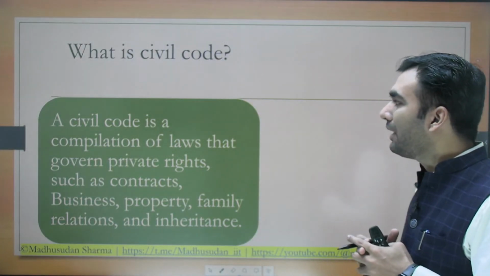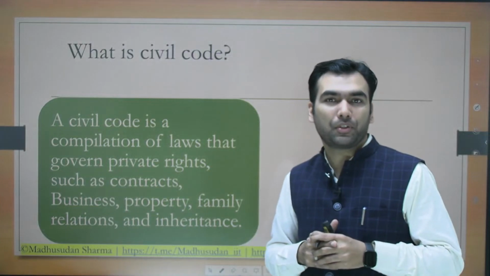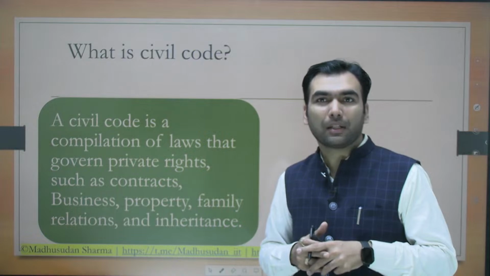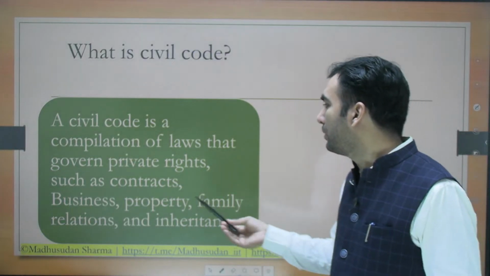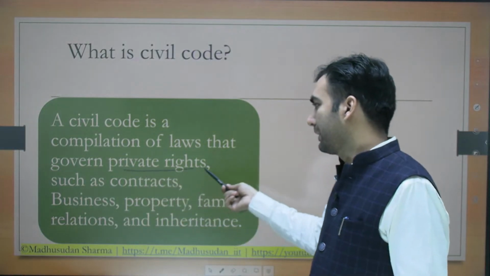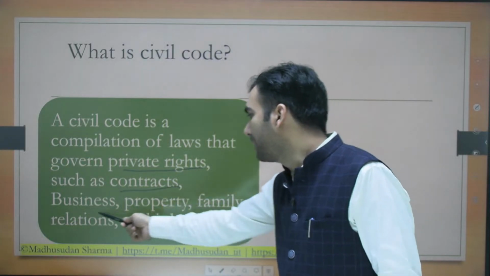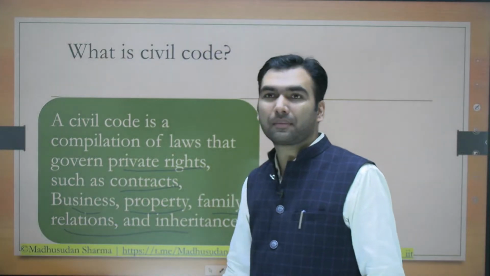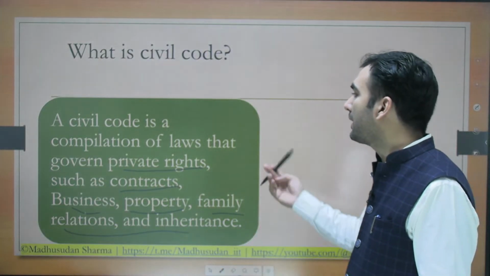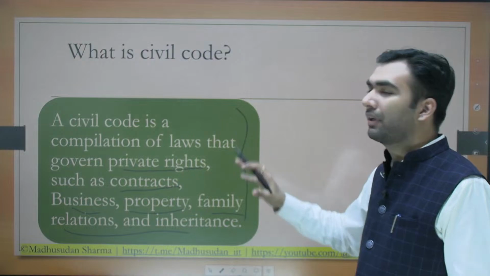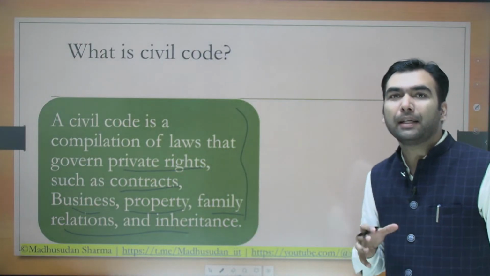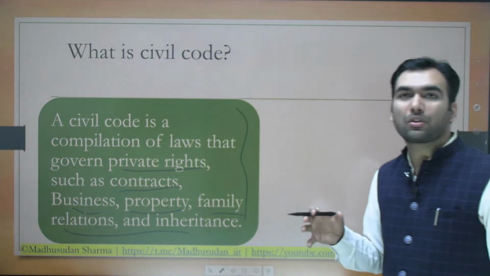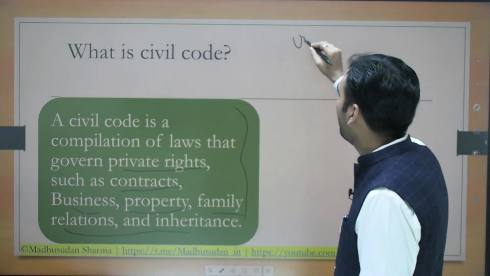Okay, but there are matters which are not criminal in nature, which are a dispute between two different people. These are the matters related to private rights like contracts, business, property, family relations, and inheritance. The things related to these are called civil code. And the idea of a uniform civil code is that these things should also be like, we already have a uniform criminal code.